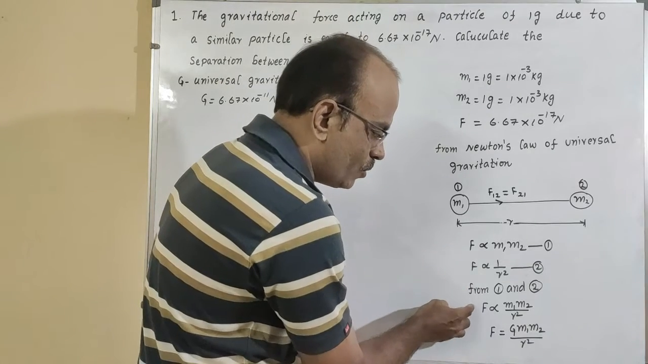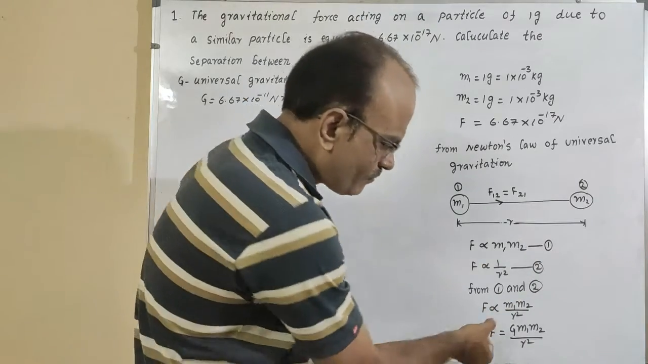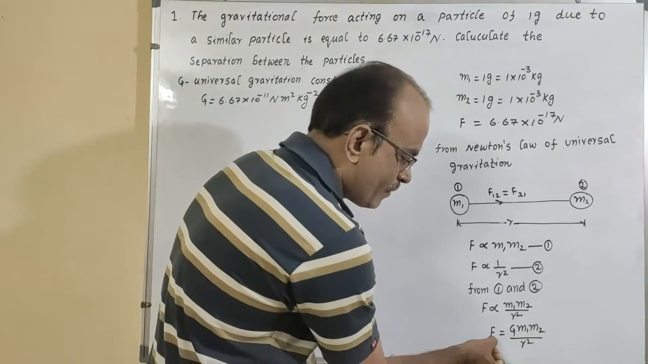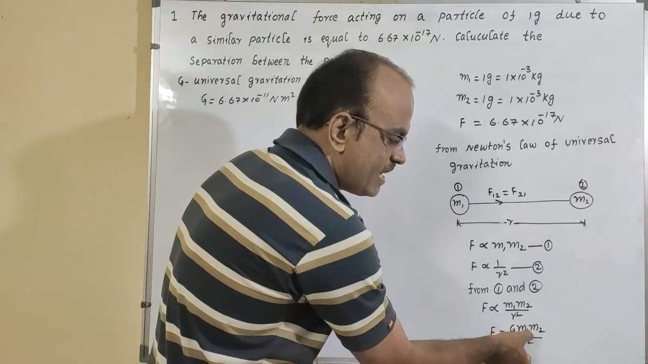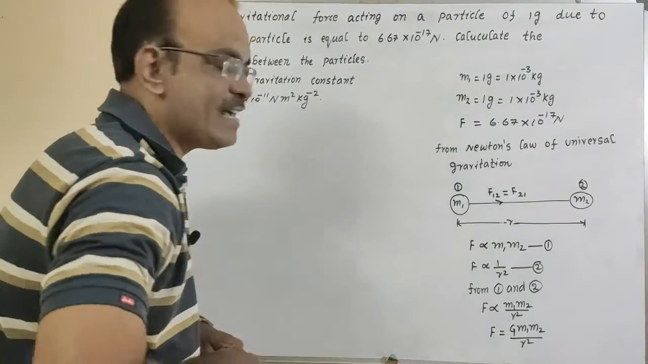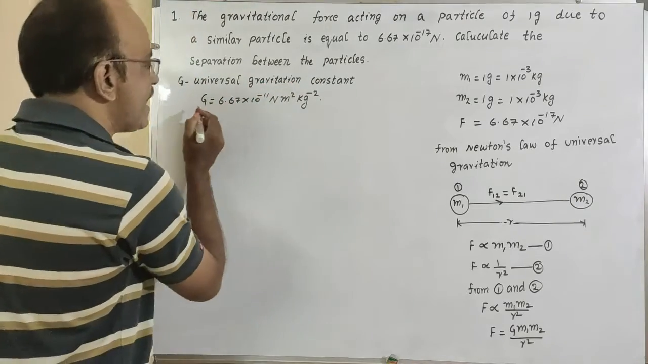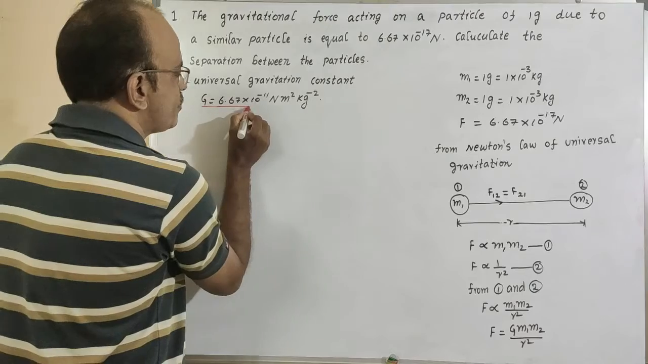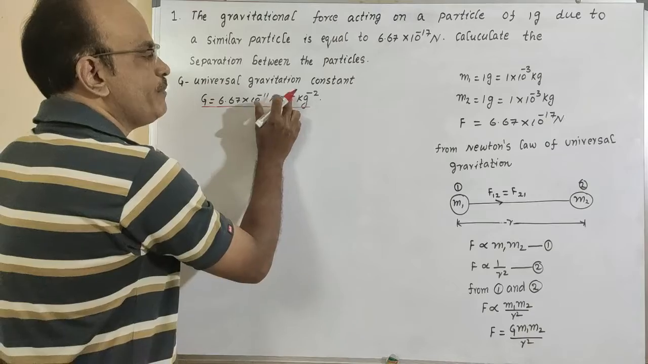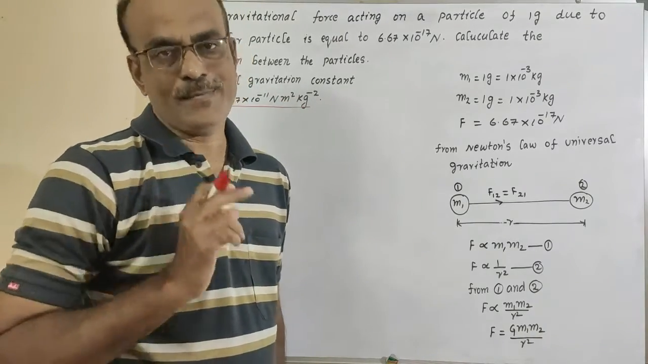So from 1 and 2, F is directly proportional to m1 m2 by r square. By removing the proportionality sign, we use a constant, that is F is equal to capital G m1 m2 by r square. But what is G here? That G is known as the universal gravitation constant. The value of capital G is 6.67 into 10 to the power of minus 11 newton meter square kg to the power of minus 2. This is the value for capital G.